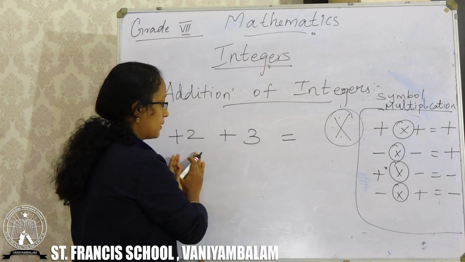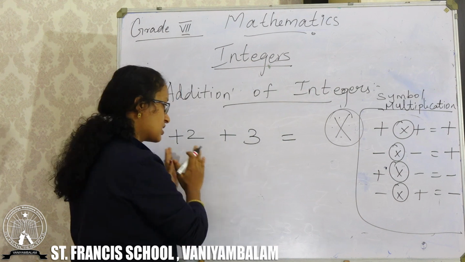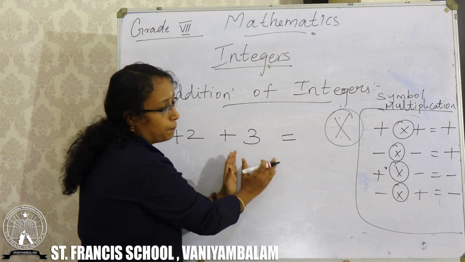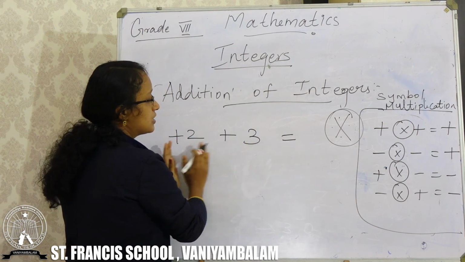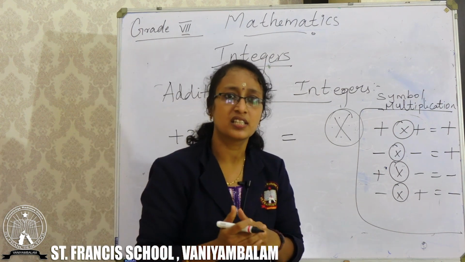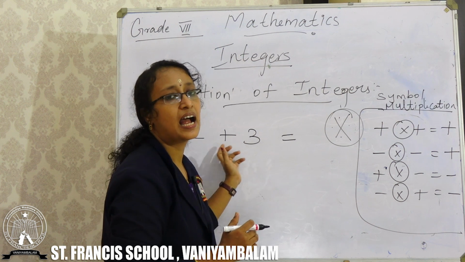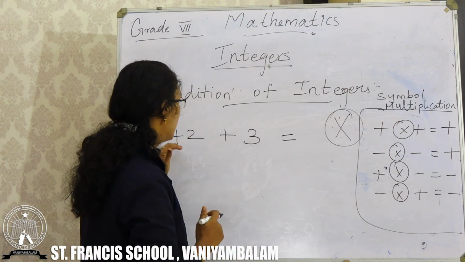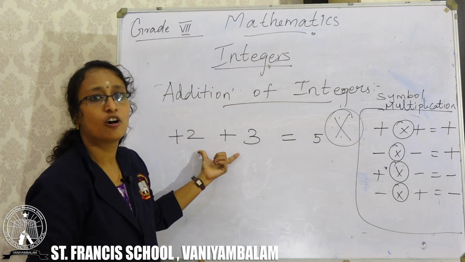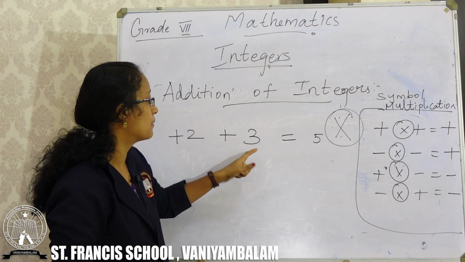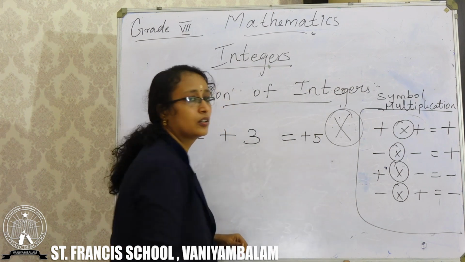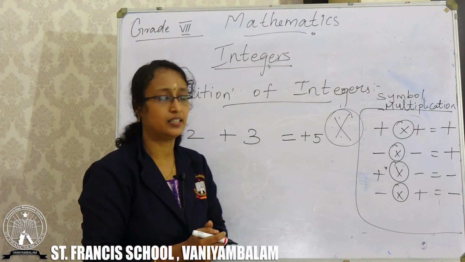Here the symbols are same. Just check what are the numbers here. This is a positive integer, this is a positive integer. Plus 2 plus 3, both are positive. You check the symbols, plus, plus. I told you for addition of integers, if the symbols are same, add it and put the greater number symbol. When you add 2 and 3, you will get 5. And what is the symbol for this greater number? You check what is the greater number. 3 is the greater number and 3's symbol is plus. Got it? This is the addition of integers.